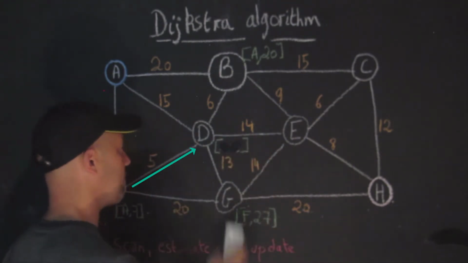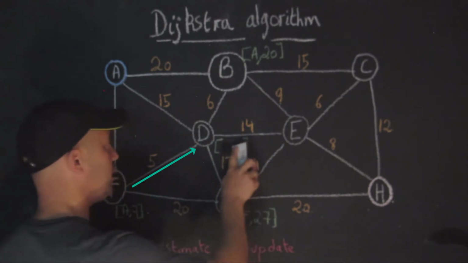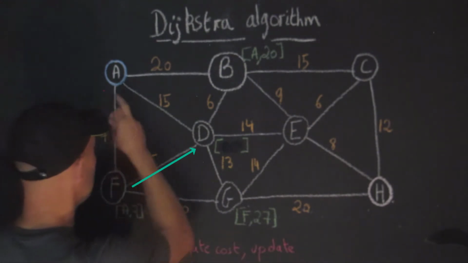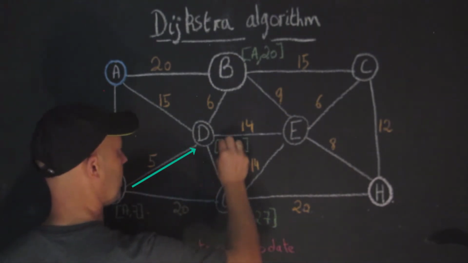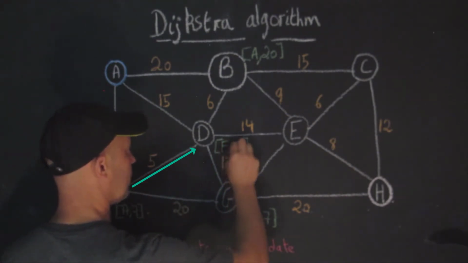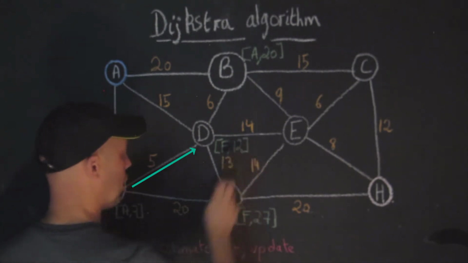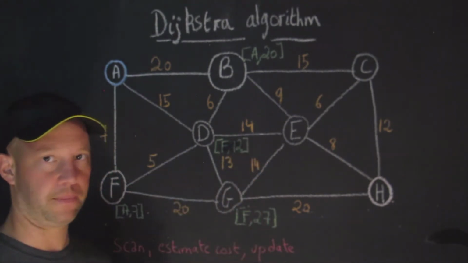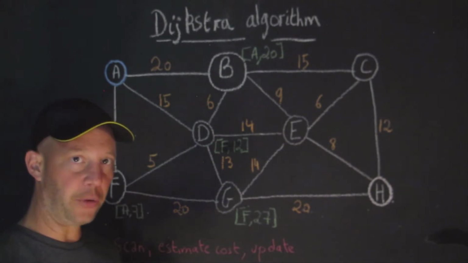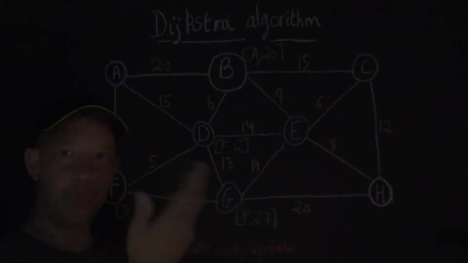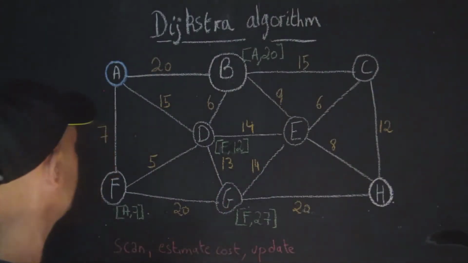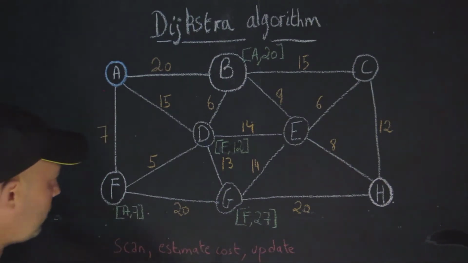Now, this doesn't take a long time. Here, I'm going to update this one. I'm coming from F, and the cost here is 12. So you see, we're doing better, so we update that. Now, we're going to go to the third step. We are now at our third step.